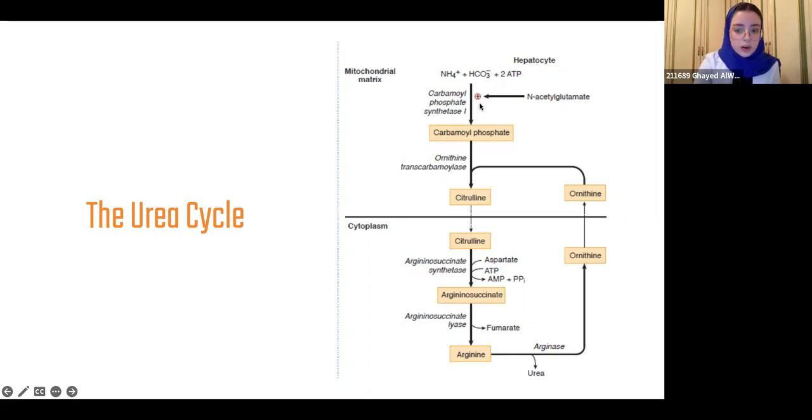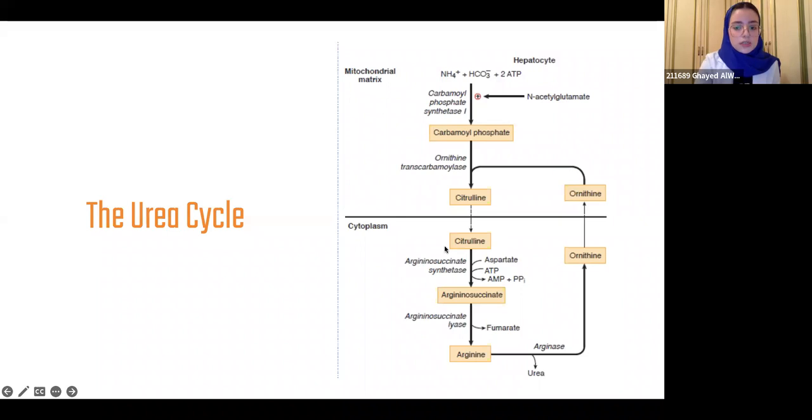So after we make carbamoyl phosphate, our next product is going to be citrulline. And so to make citrulline, we're going to combine carbamoyl phosphate with ornithine. And this is the enzyme over here, which is ornithine transcarbamylase. And then, as you can see, we move from the matrix to the cytoplasm. So citrulline moves to the cytoplasm. And I'll show you guys a really cool way to remember this later on.